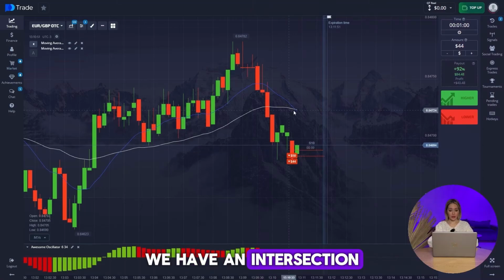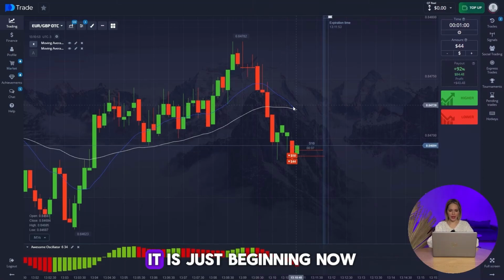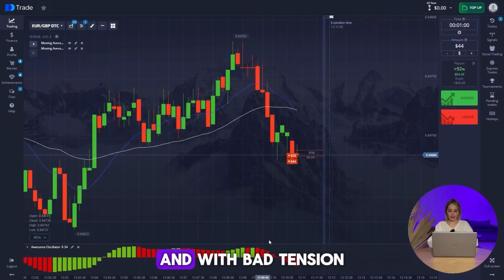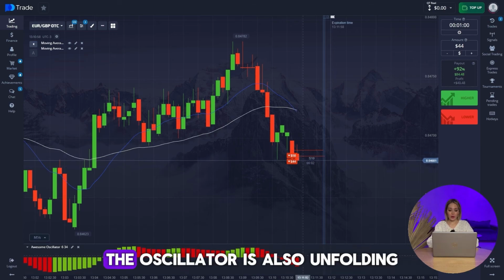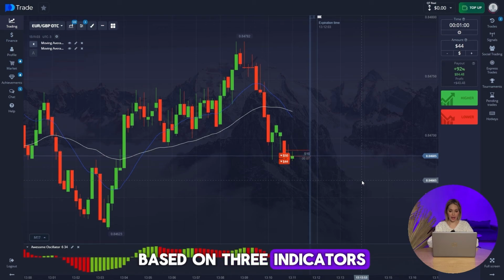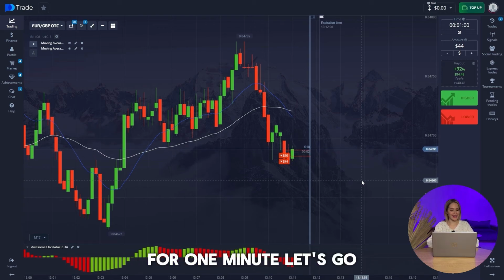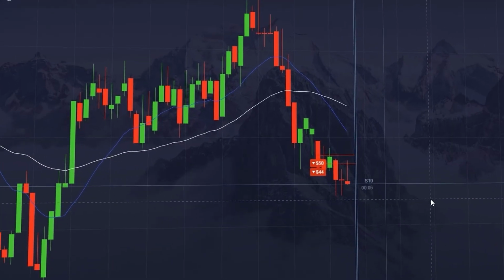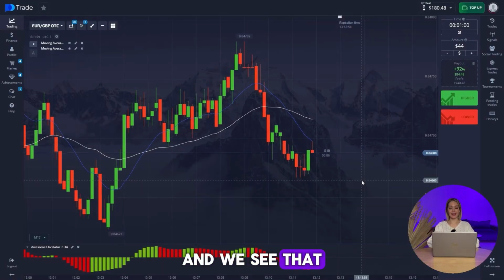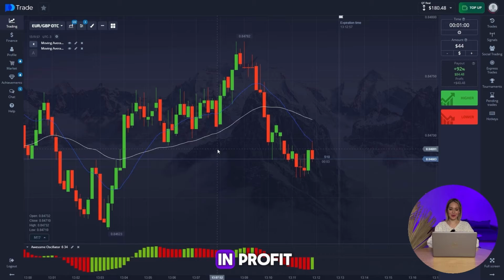Immediately open up with the entire balance. Why? We have an intersection of 2 lines. It is just beginning now. And if we pay attention, the oscillator is also unfolding. Based on 3 indicators, we open a trade for 1 minute. Let's go. And we see that the trade is closed in profit.